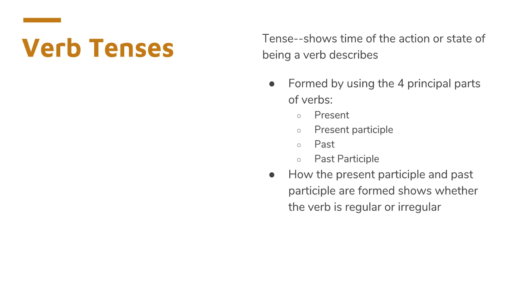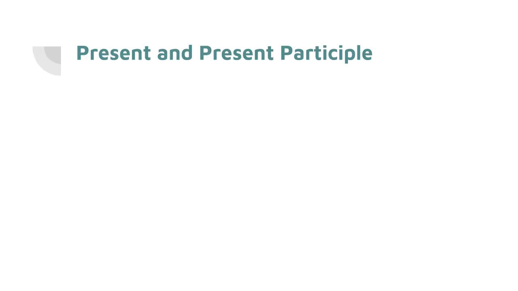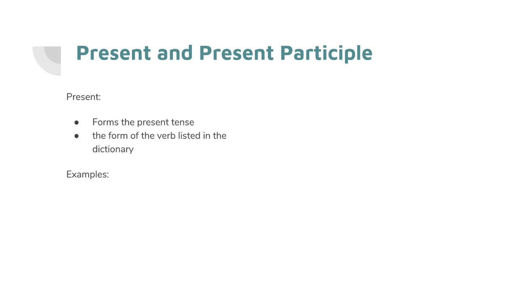So, your rule for this is that a verb has four principal parts: the present, the present participle, the past, and the past participle. You are probably familiar with present and past tense, but present participle and past participle are not so commonly addressed. So, starting with an overview, the present part of a verb forms present tense. It's the form of the verb that's listed in a dictionary. So, what you see in he serves the community and she writes often. Serve and writes tell us the action is happening right here, right now.